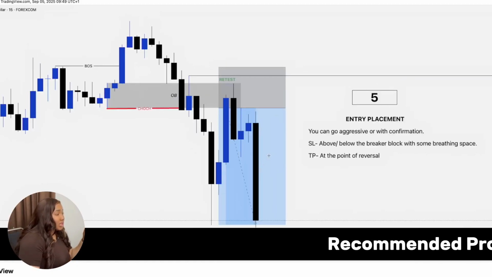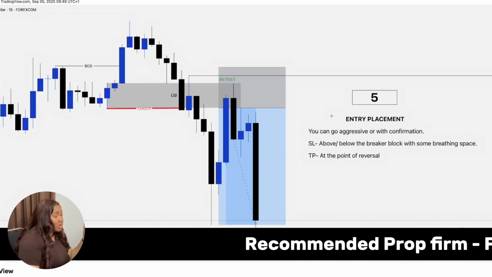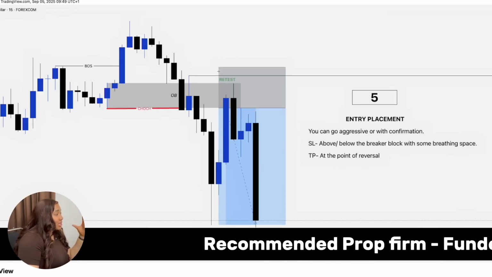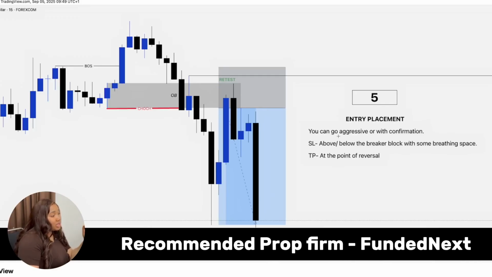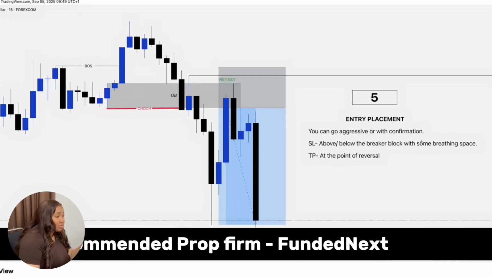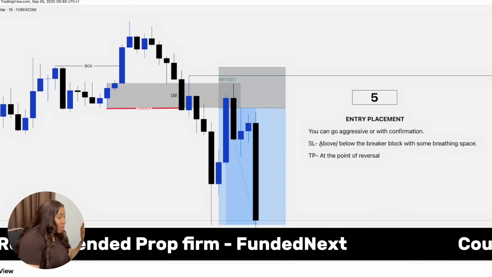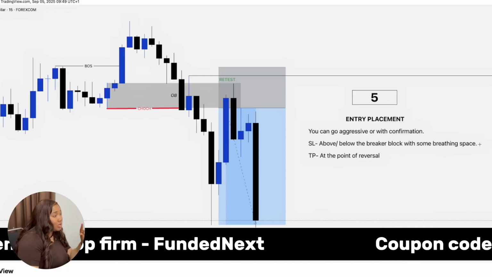So the next we have on the list is the entry placement. Very, very important. Most of you may just try to tighten your stop loss and the rest, but watch how you place your entries. Now, have it in mind that you can go aggressive or you can work with confirmation. Now, for the stop loss, place it above or below the breaker block with some breathing space.